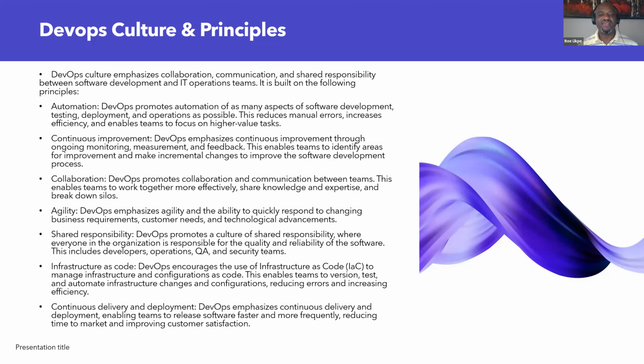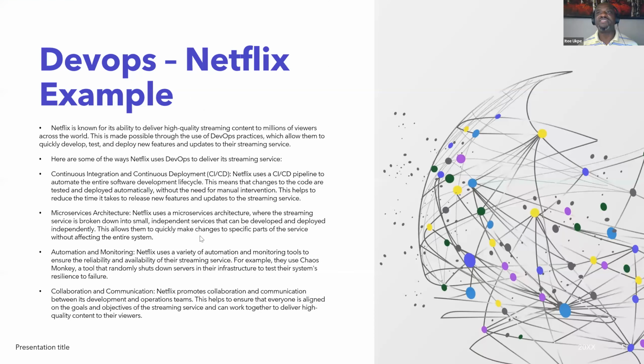Okay, we're still looking at the theories of DevOps. This is a particular example, an example of Netflix, the DevOps Netflix example. Netflix is known for its ability to deliver high quality streaming content to millions of viewers. That's what they do, they stream videos. This is made possible through the use of DevOps practices, which allow them to quickly develop, test, and deploy new features and updates to their streaming service. So when you're watching Netflix movies, think about the volume of movies that you have in Netflix.